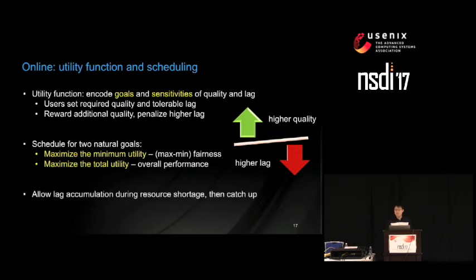Based on the stats information collected from the workers, the global scheduler will periodically reconfigure and reschedule the queries running in the cluster. During a resource shortage, the resource allocated to a query might be less than its demand. In this case, the VideoStorm scheduler will allow frames to be accumulated in front of a query and then later catch up when the resource is sufficient. With this utility function and the performance-based scheduling, we solve the second challenge by jointly optimizing quality and lag among multiple queries based on users' needs.